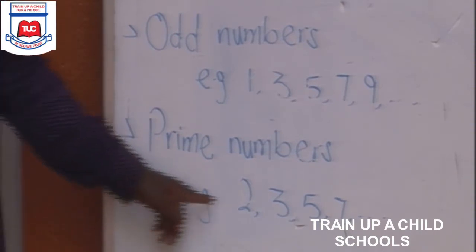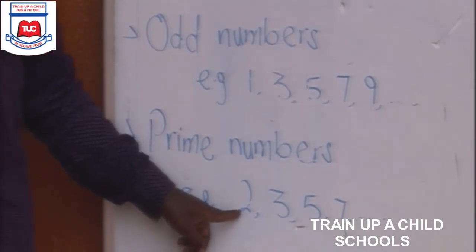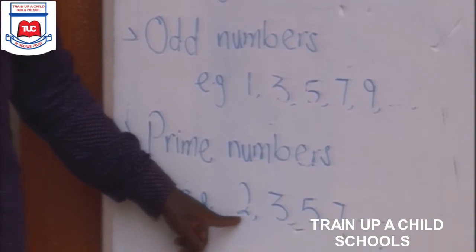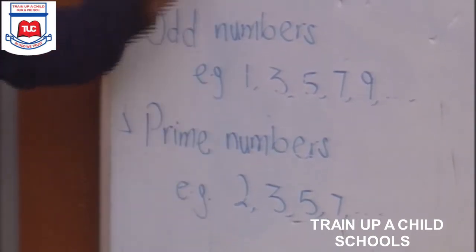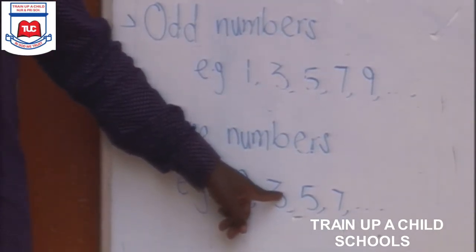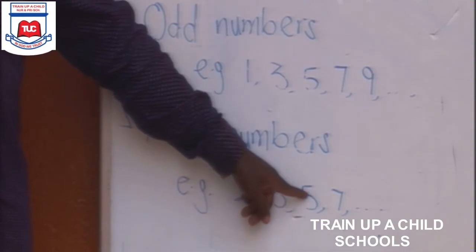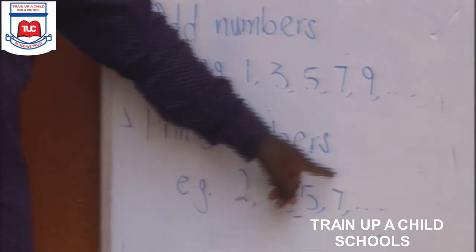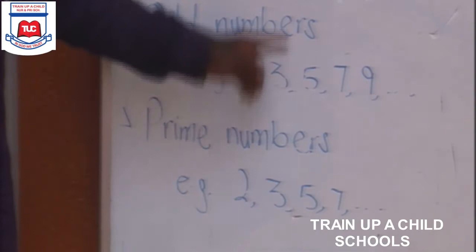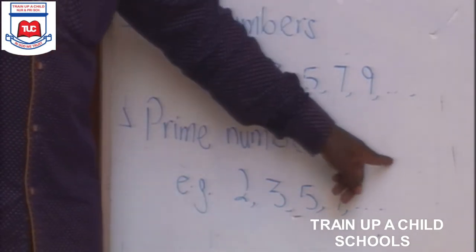So the factors of 2 are 1, 2. It doesn't have any other factors. It's got only 2 factors, that is 1 and 2. The next one is 3. It has factors 1 and 3. 5, 1 and 5. 7, 1 and 7. The next one, who can tell us? Good, someone mentioned it. It is 11.